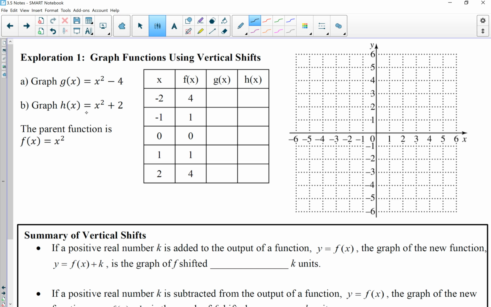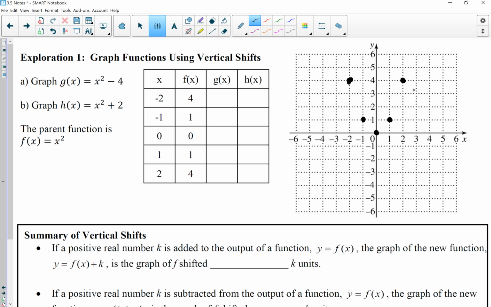So the parent function, we'll go ahead and graph first to get a sense of some key points on my graph. So for x squared, I've already built our table. When x is -2, when you square it, you get 4. So I'll plot that point on my graph. When I take -1 and square it, I get 1, which will be another point on my graph. 0 squared yields 0. 1 squared yields 1. And 2 squared yields 4. So these 5 points that I just graphed are going to be key points that show the shape of my parent function.